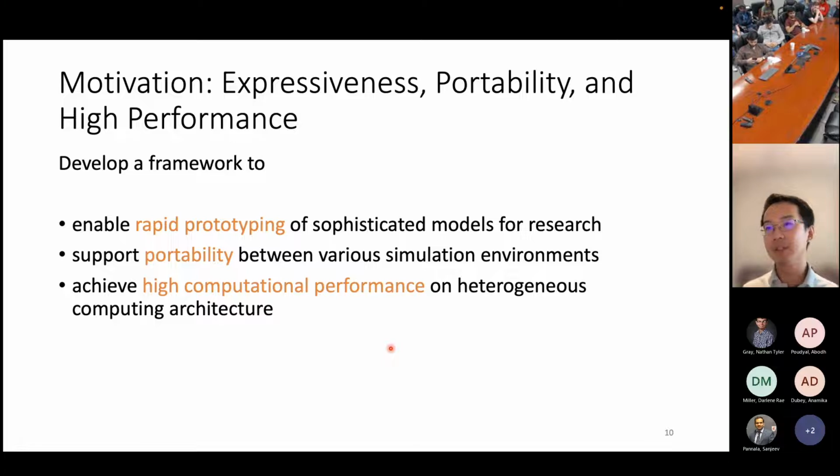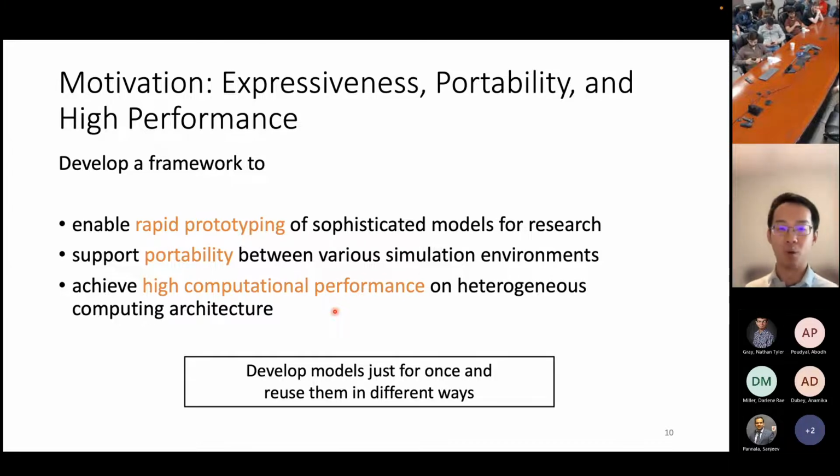So how to simplify this complexity? Our motivation here is to develop a software framework to enable rapid prototyping of sophisticated models for research. And we want to support portability between various simulation environments. And moreover, we want to achieve high computational performance on heterogeneous computing architectures that are emerging now. So put it in short, we want to develop models just once and reuse them in different ways.